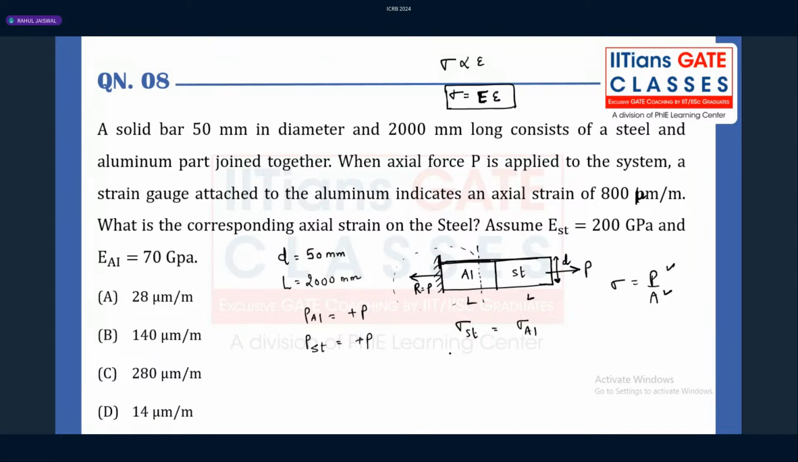Now try to understand the next particular part. What we can write: E of steel into strain in the steel equals E of aluminium into strain in the aluminium, guys. Now, what is the value of Young's modulus which is given? Young's modulus for steel is what, guys? 200. Strain in the steel, that we need to find. What is the Young's modulus for the aluminium? 70. And what is the strain in the aluminium, guys? That is given as 800. So if you calculate the strain in the steel, you are going to get 280 micrometer per meter, right? So C should be the correct answer.